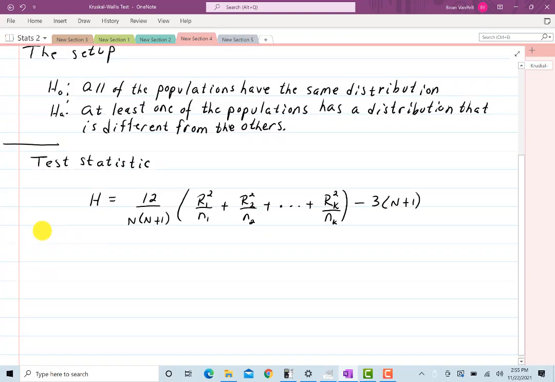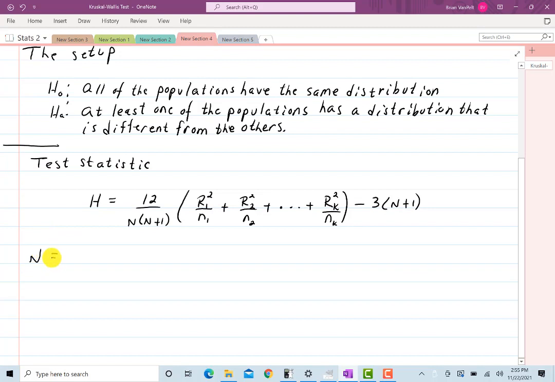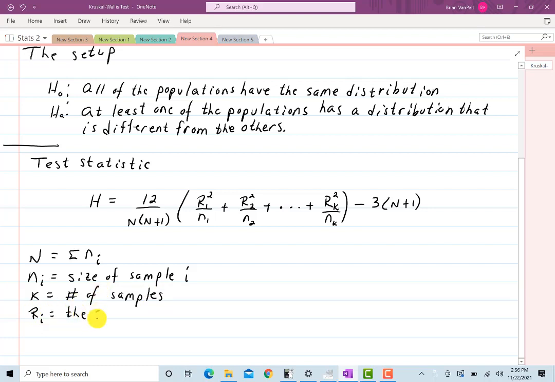What are all these things? Well, capital N, it's the sum of the N sub I. N sub I is the size of sample I. K equals the number of samples. And then R sub I equals the sum of ranks for sample I.